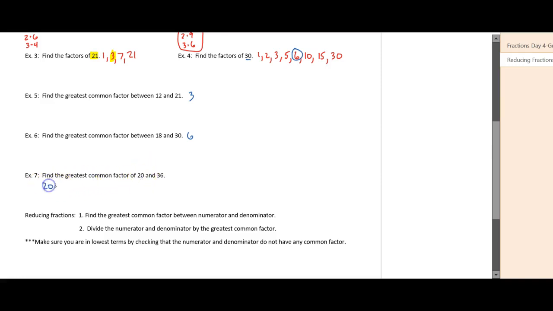So if I write the factors of 20, you know 1, 2, 4, 5, 10, and then 20. Is 36 divisible by 20? No. Is 36 divisible by 10? No. By 5? No. But how about 4? Yes. So the largest number in this group of numbers that goes into 36 is 4. So the greatest common factor is 4.